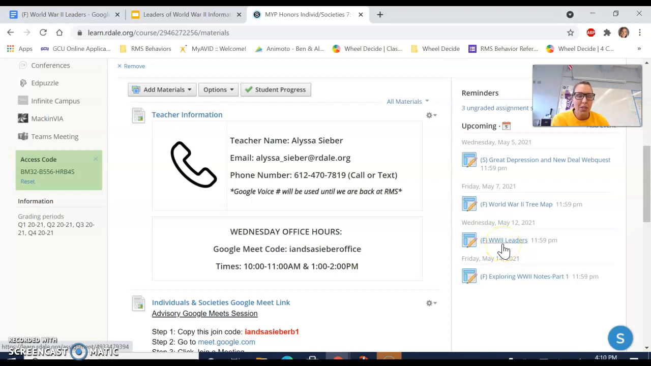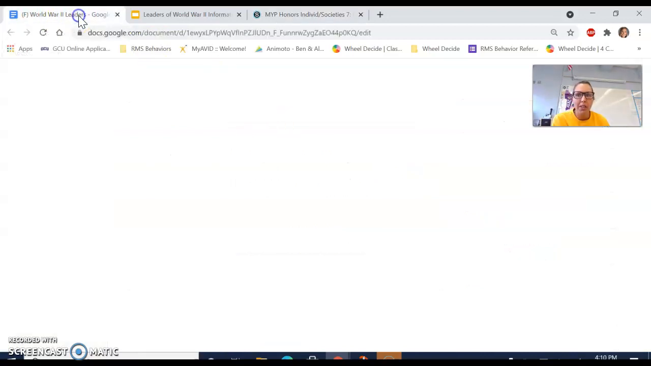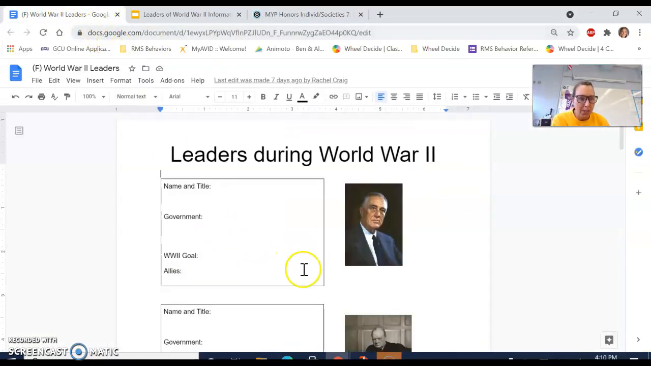Once you click on that and you open it up, it should take you to a spot where you have to click on My Document, and you are going to open up the document, and it's going to have a bunch of pictures of leaders on it, and it's going to say name and title, government, World War II goal, and allies. Now you're probably like, where do we get this information, Miss Seaver? How do we figure that out?